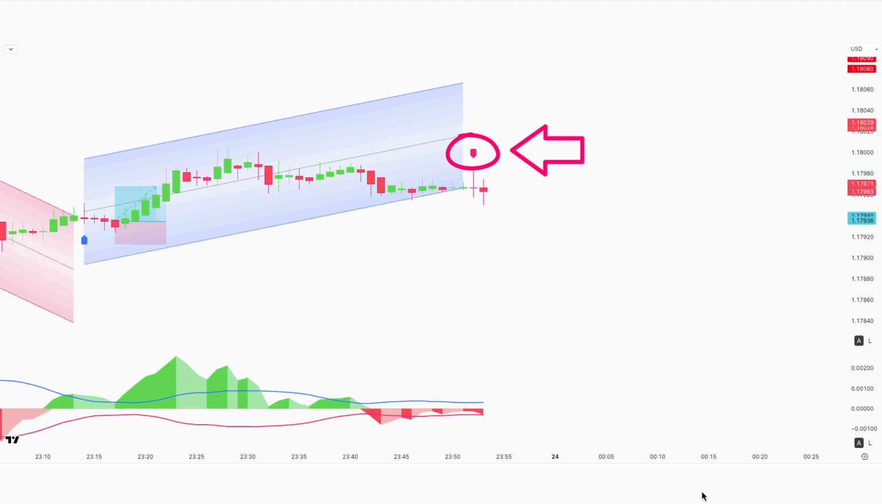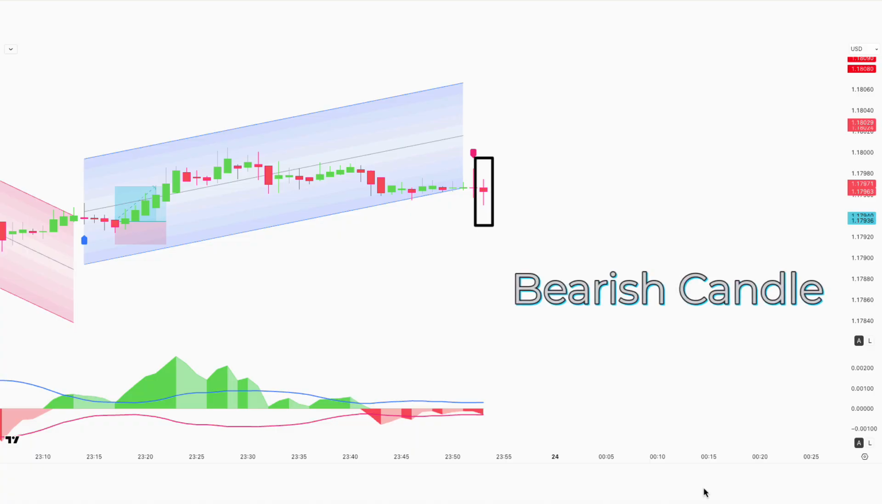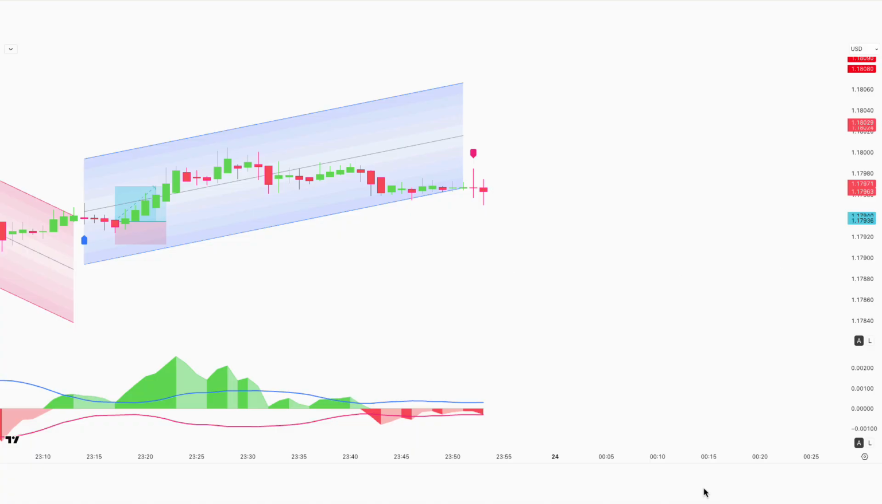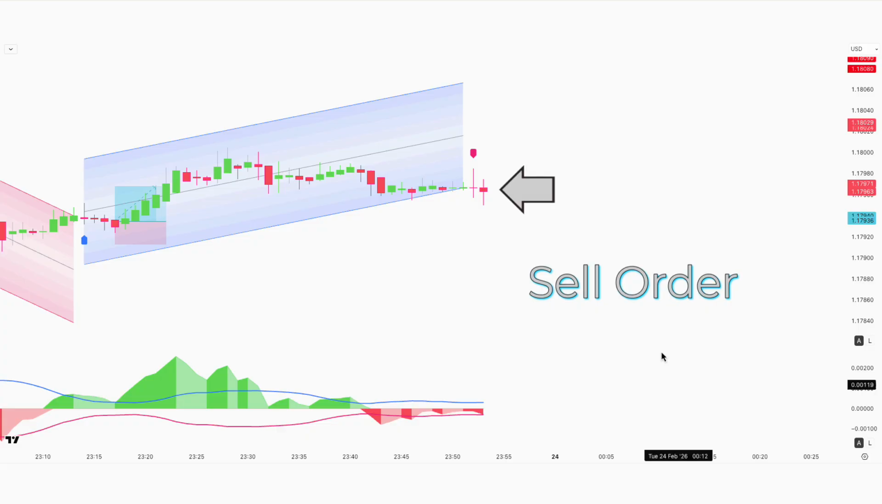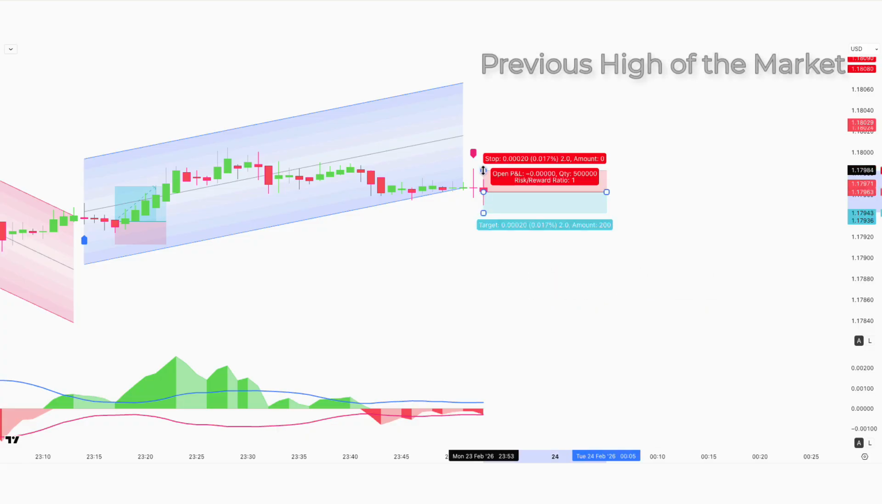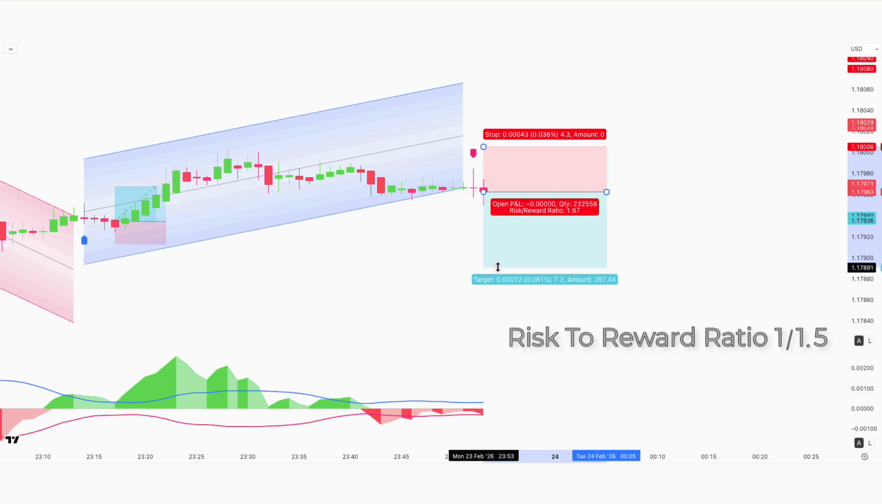Here, the segmented regression label of this indicator is a sell signal. Here, the Waddah Attar indicator is a red area. Here, the market has made a bearish candle to give confirmation, so all our conditions are being fulfilled, so we are placing an order to sell. Our stop loss is to be placed at the previous high of the market, and the risk-to-reward ratio will be 1:1.5.